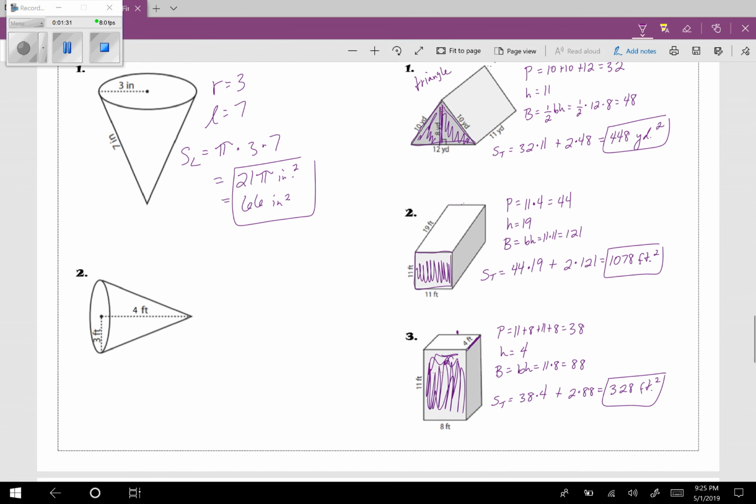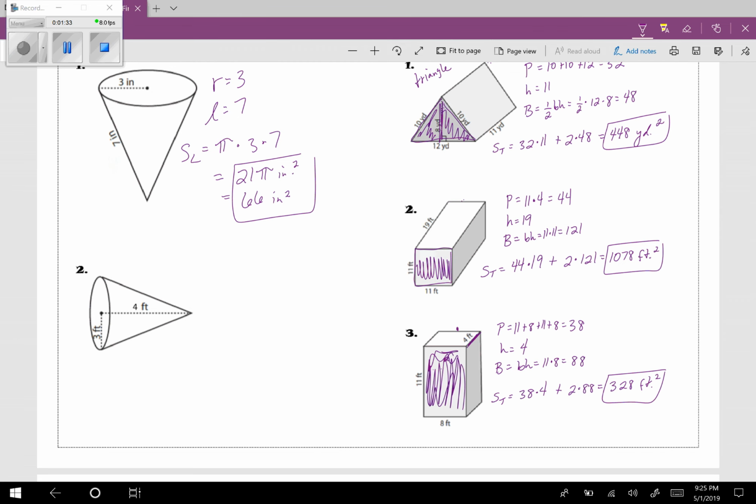Now number 2 here. We need our radius, which is the radius of the circle. It's 3. The thing we're missing here is the slant height. We don't know what it is. But guess what? Right here, we have a right triangle. So we get to use our favorite Pythagorean theorem to try to find that slant height. This is our a, this is our b, we're trying to find c.